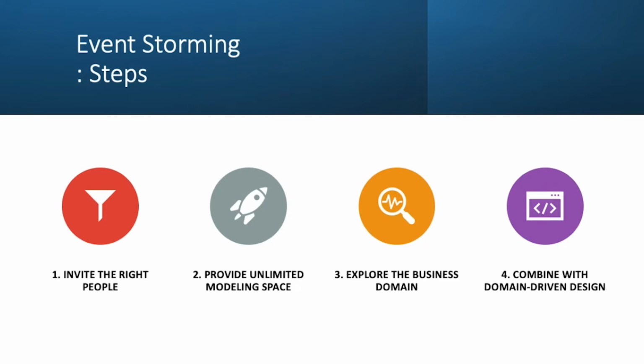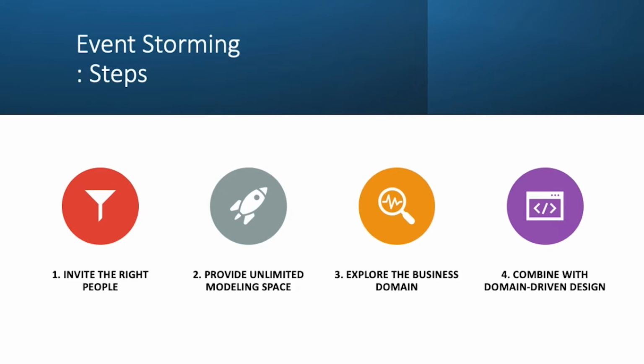By focusing on the task at hand, stakeholders can work out the processes in an agile way without getting bogged down in complicated language and complex mapping structures. And then the third step is about exploring the business domain.